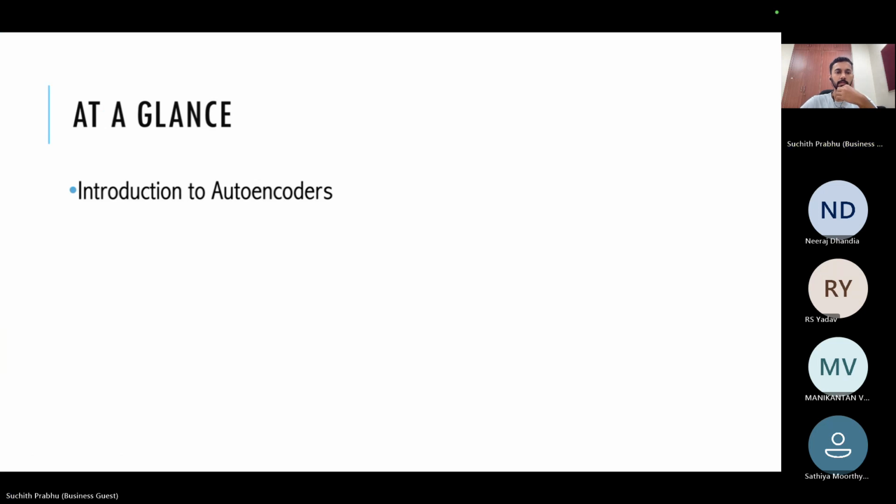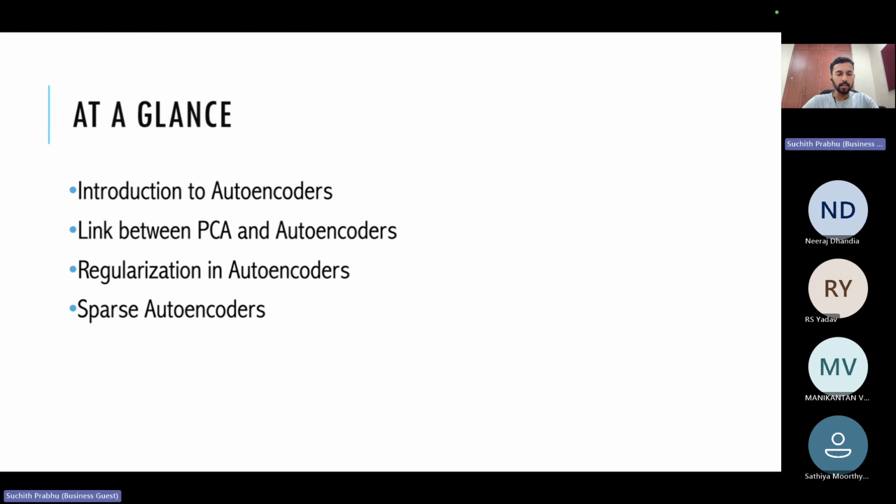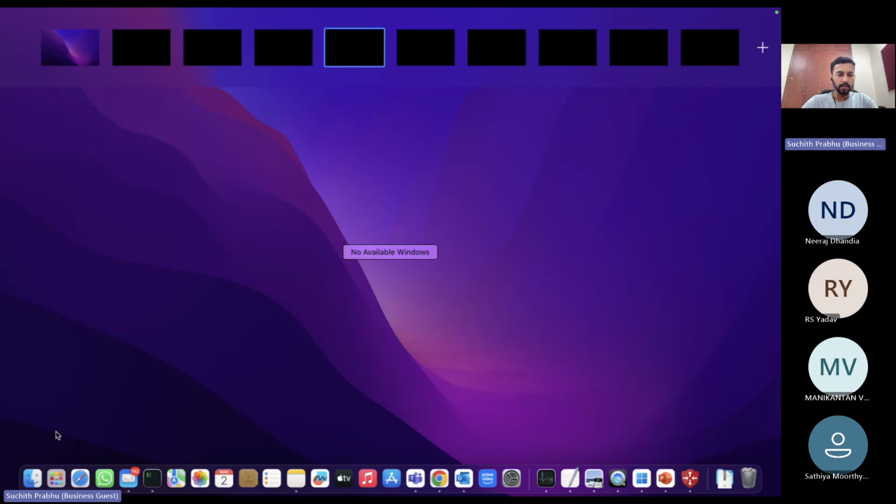Fine, yeah. So we looked at autoencoders this week. We started with autoencoders and then found the relation between autoencoders and PCA. So we could use autoencoders and come up with the same representation that PCA gives us. Okay, and then we looked at regularization in autoencoders, and that gave us sparse autoencoders and then contractive autoencoders. Okay, so let's go through the slides. Okay, first.